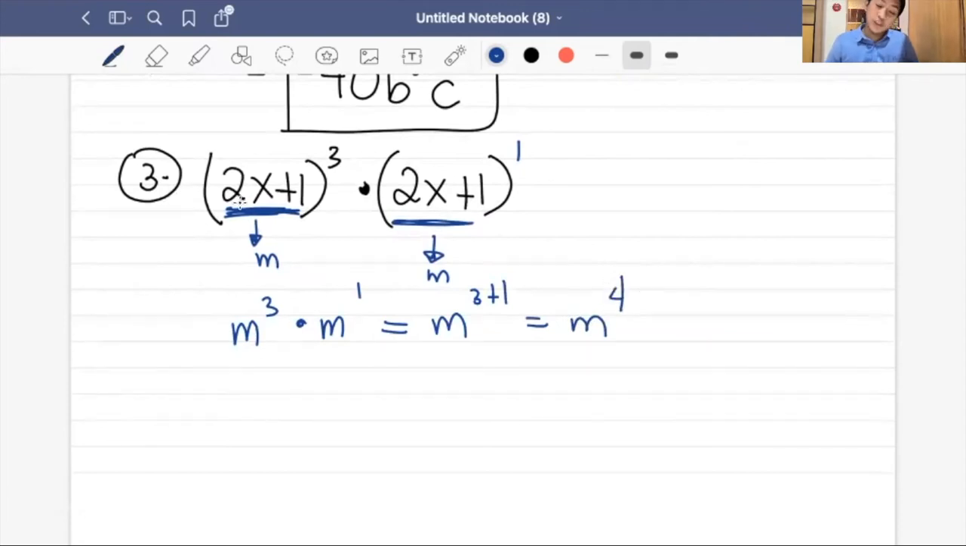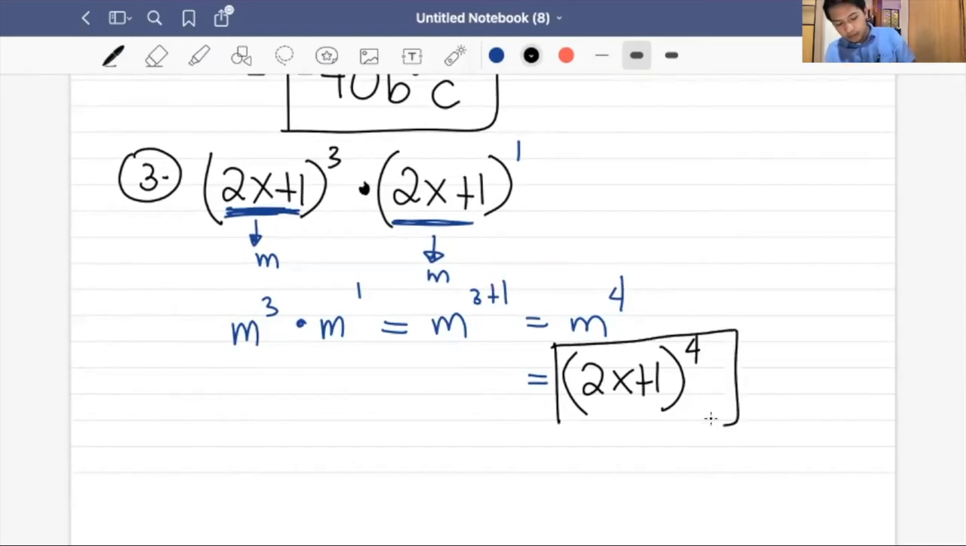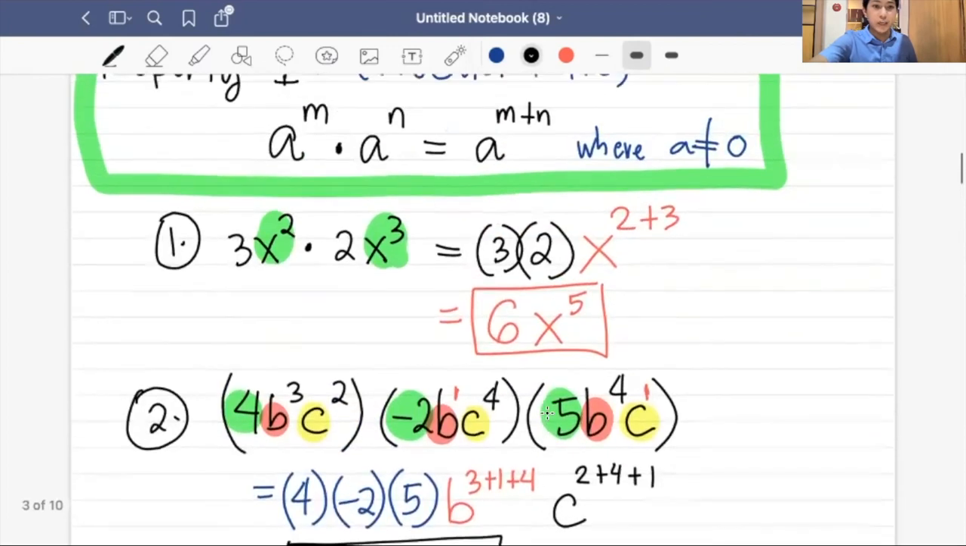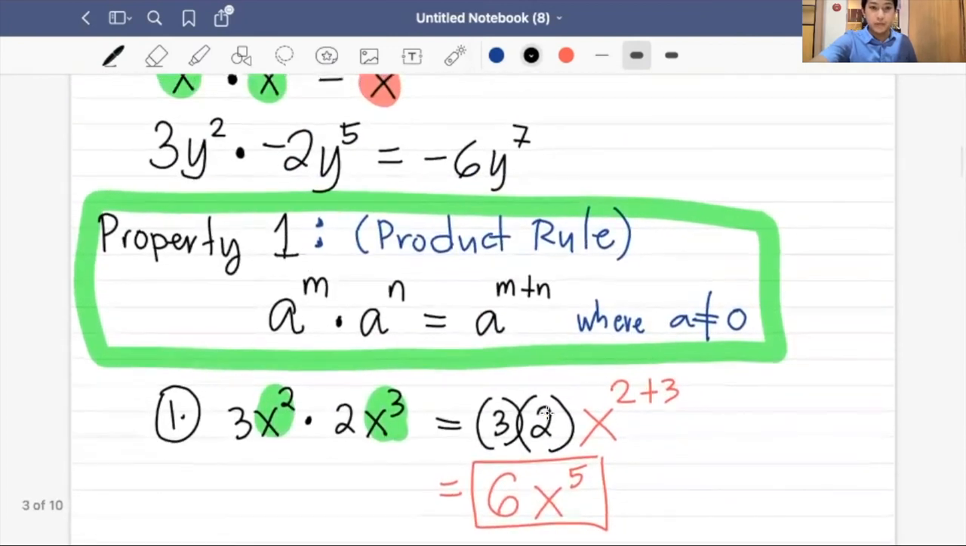But we know that m is just 2x plus 1, right? Let's let m be 2x plus 1. So just substitute the 2x plus 1. The quantity of 2x plus 1 raised to 4. Okay, that's the final answer. 2x plus 1 to the fourth power. Any question? All right, let's proceed to the second rule rather, the property number 2.